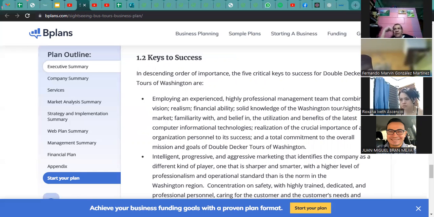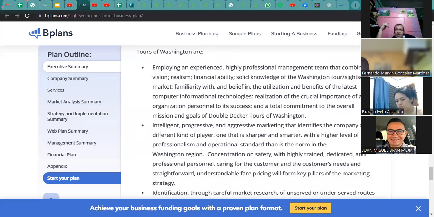Okay. Keys to success. In descending order of importance, the five critical keys to success for Double-Decker Tours of Washington are: the first one, employing an experienced, highly professional management team that combines vision, realism, financial ability, solid knowledge of the Washington tour sightseeing market, familiarity with and belief in the benefits of the latest computer information technologies, realization of the crucial importance of an organization's personnel to its success, and a total commitment to the overall mission and goals of Double-Decker Tours of Washington.